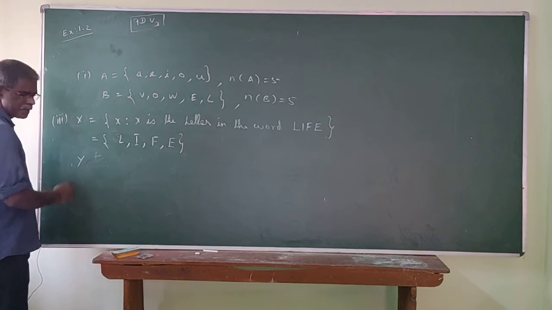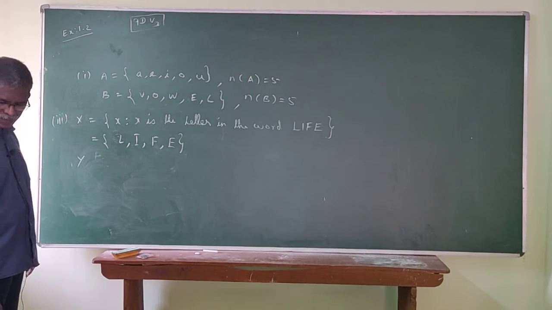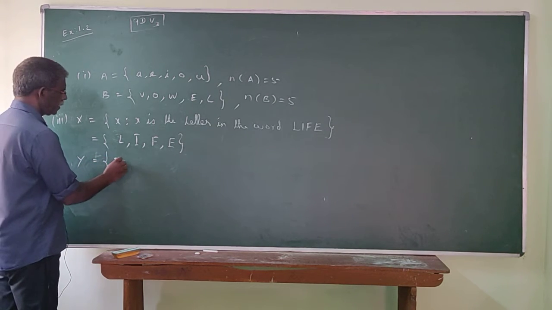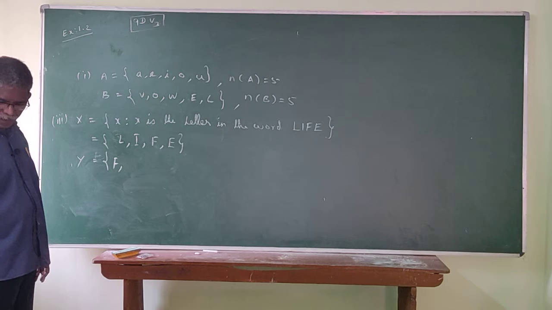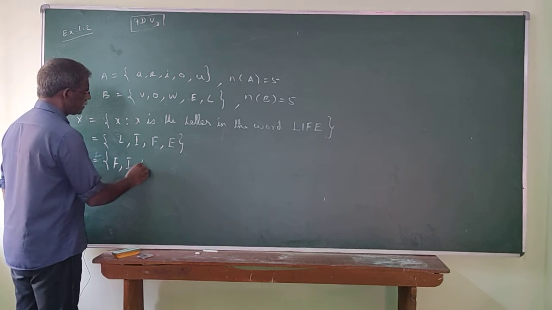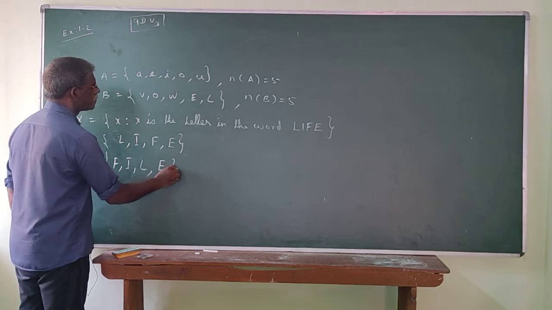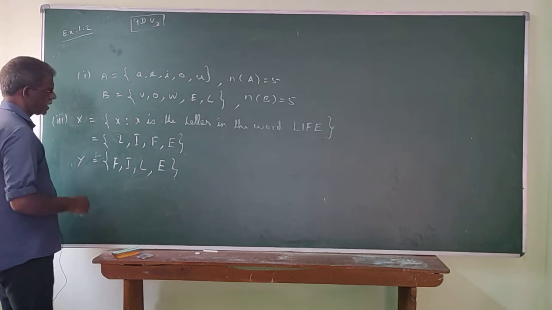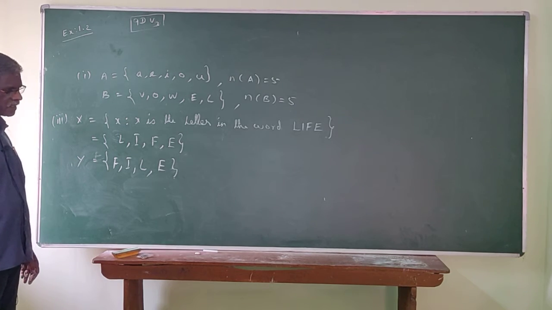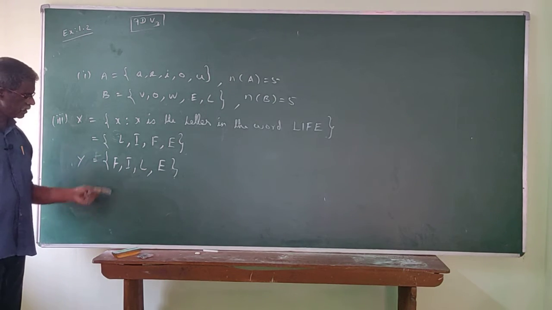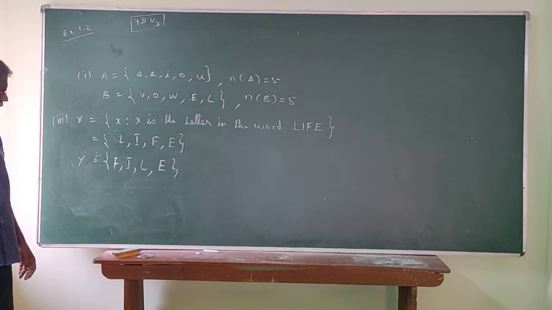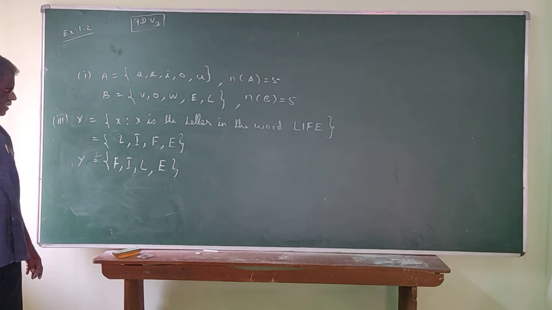Then set Y is equal to {F, I, L, E}. These two sets have the same elements. Therefore, X and Y are equal sets.